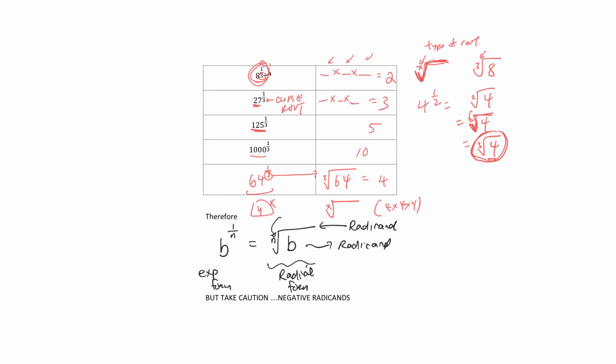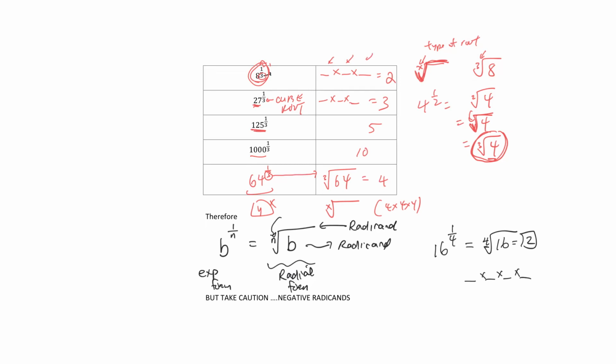If I were to change this question and say 16 to the 1 over 4, you don't really need a calculator for this if you're comfortable with your multiplication skills. This is the same thing as the 4th root of 16. When I say 4th root, you need to find a number that when you multiply it 4 times, will give you 16. And that number is going to be a 2.